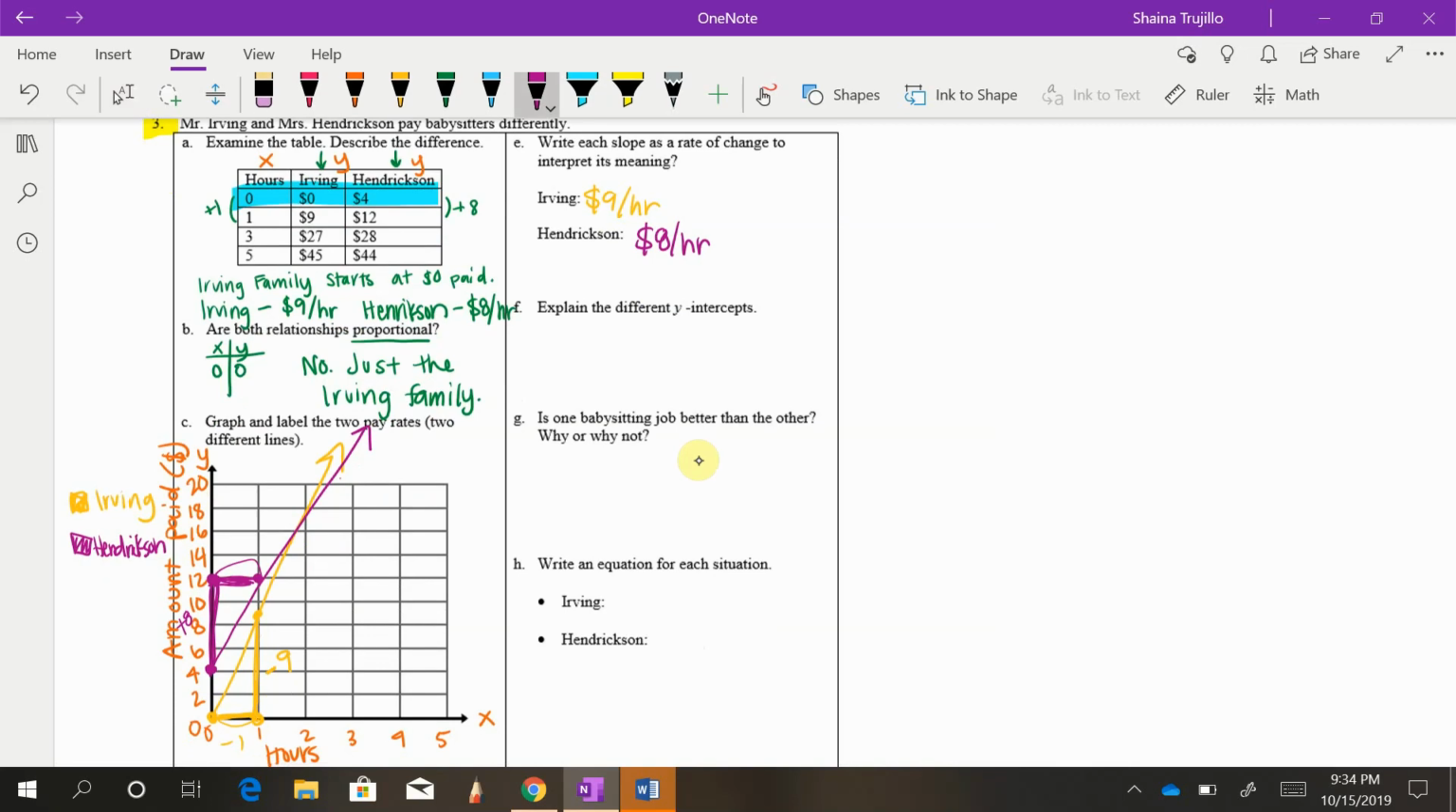Okay, what is different about our y-intercepts? If you notice, one of them starts at 0. That means that you don't get paid for not working. And one of them says that you do get paid for not working. So in the first hour, before it even hits the hour mark, you've already made $4 just for showing up. Okay, so I want you to put it in your words, explain the different y-intercepts.